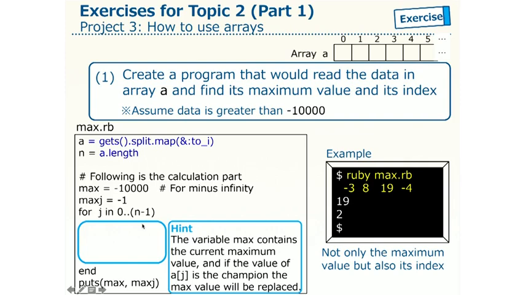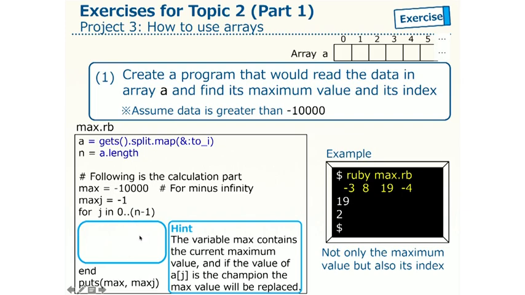And if it beats the champion, that is, if Aj is greater than max, then we change the value of max to Aj, replace it with a new champion value. We also overwrite j into maxj for keeping the index of the new max value. This computation is done in this blue part.